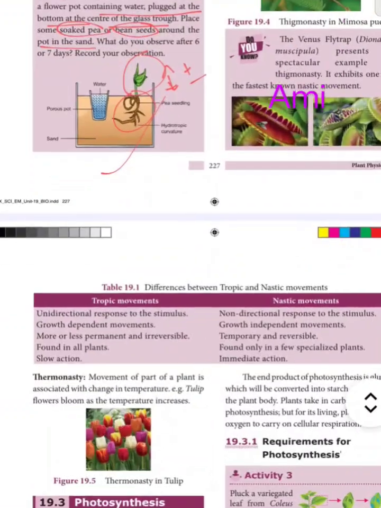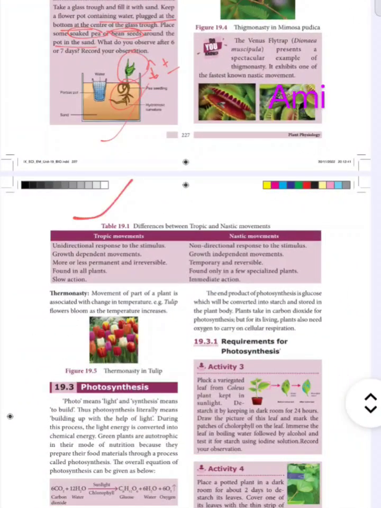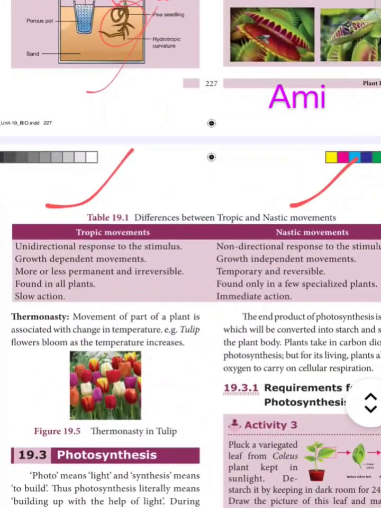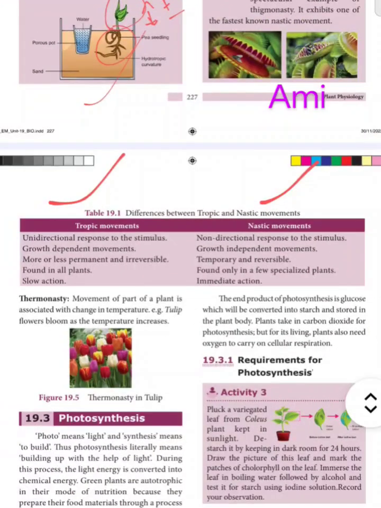Next, there is some difference between tropism and nastic movements. Tropism is unidirectional in response to the stimulus, either upwards or downwards, either towards or away, that is either positive or negative. Whereas nastic movements are non-directional. Tropic movements are growth dependent and nastic movements are growth independent. Generally tropic movements are permanent and irreversible. Once the shoot system has grown upwards, it cannot become small, right? Whereas here it is temporary and reversible, like the blooming of a flower.